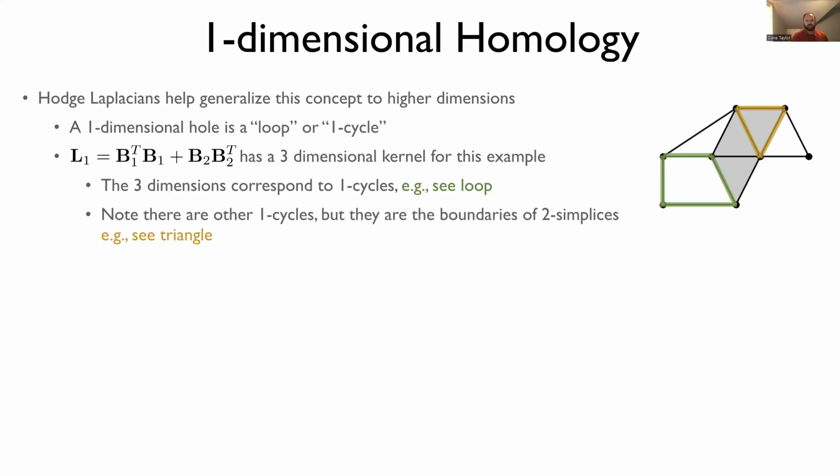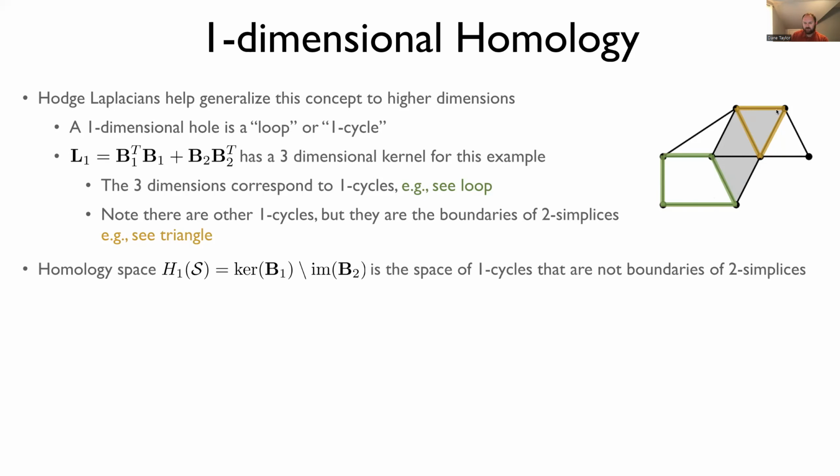Okay, so the Hodge Laplacian generalizes this. We can look at the kernel of the Hodge Laplacian in one dimension, and the dimension of that kernel is going to coincide with the harmonic space, which coincides with the homology. So here there are three cycles that are not the boundary of a two simplex. So the kernel of L1 would be a three-dimensional subspace, and any vector in that subspace will be in the harmonic space.